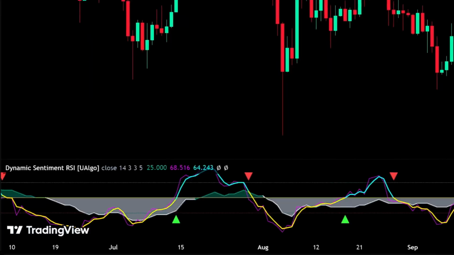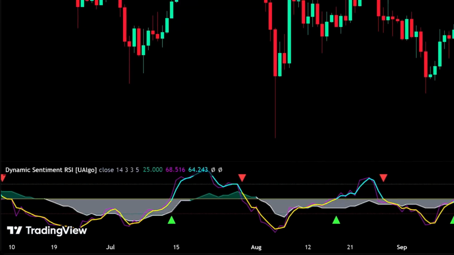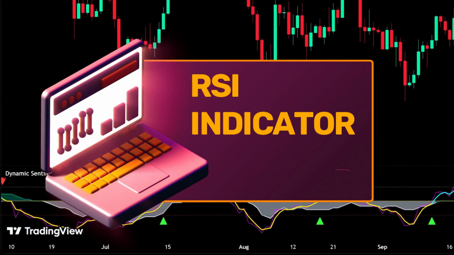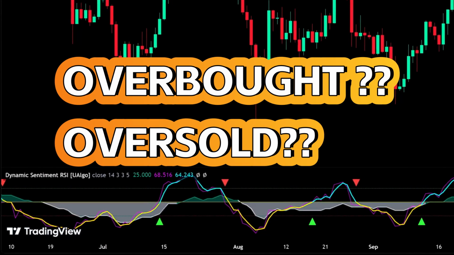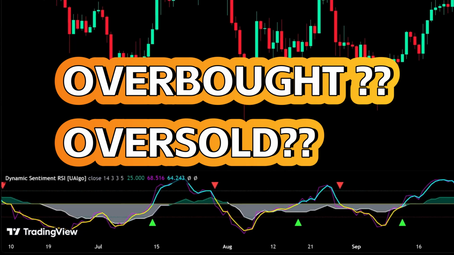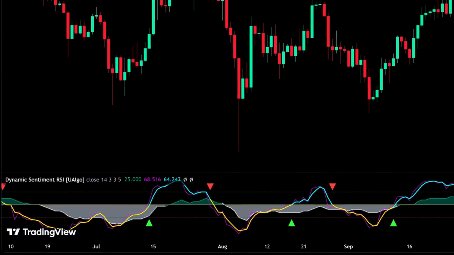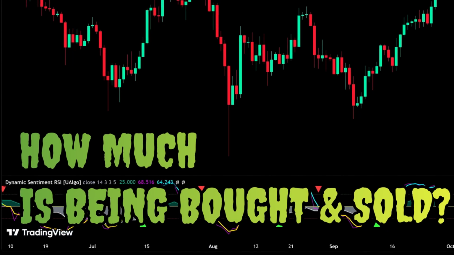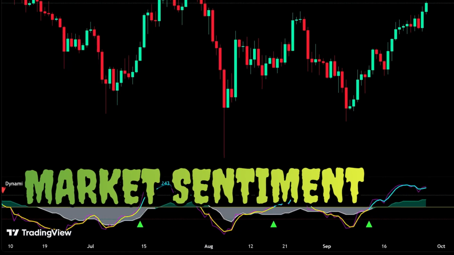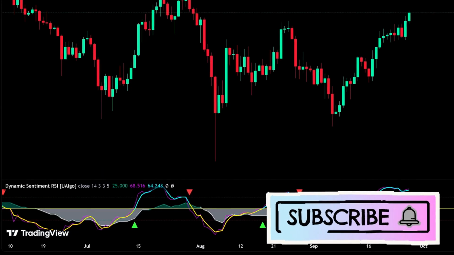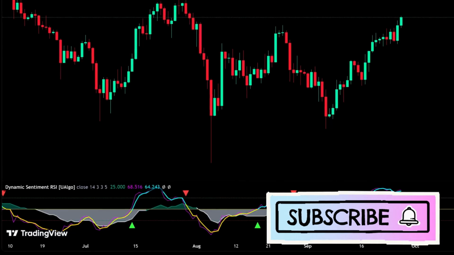Now what's the deal with the Dynamic Sentiment RSI? Well, think of it like this. It's a supercharged version of the regular RSI, you know, the thing that tells you if something's overbought or oversold. This one takes it to the next level. It's not just looking at the price. It's also factoring in things like trading volume, how much stuff is being bought and sold, and market sentiment. Basically, how everyone feels about the market. It's like getting a sneak peek into the market's mind.